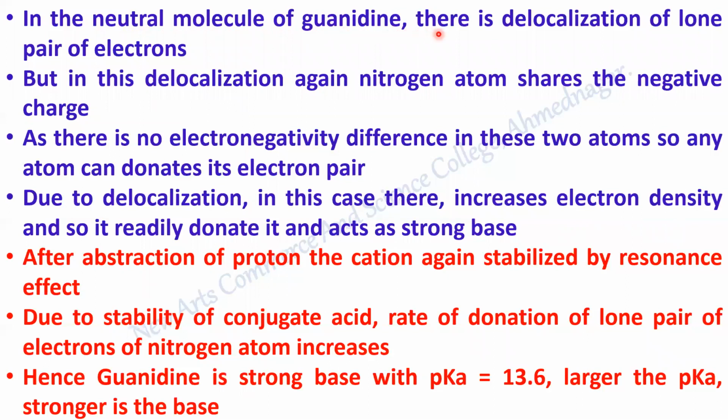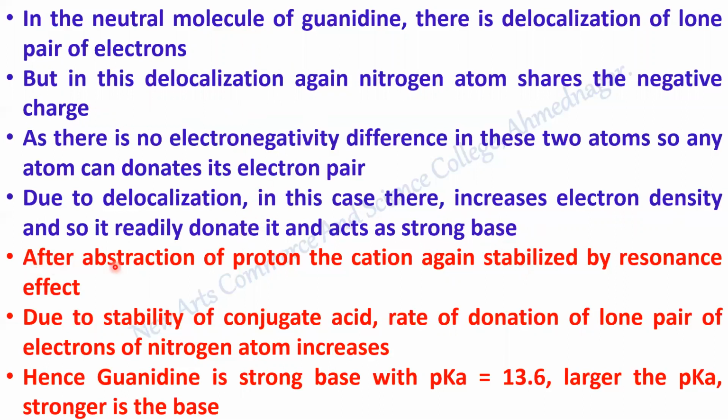How do we explain these things? In the neutral molecule of guanidine, there is a delocalization of a lone pair of electrons. But in this delocalization, again a nitrogen atom shares the negative charge. As there is no electronegativity difference in these two atoms, any atom can donate its electron pair. Due to delocalization, the electron density increases, and so it readily donates it and acts as a strong base. That happens in the case of a neutral molecule.